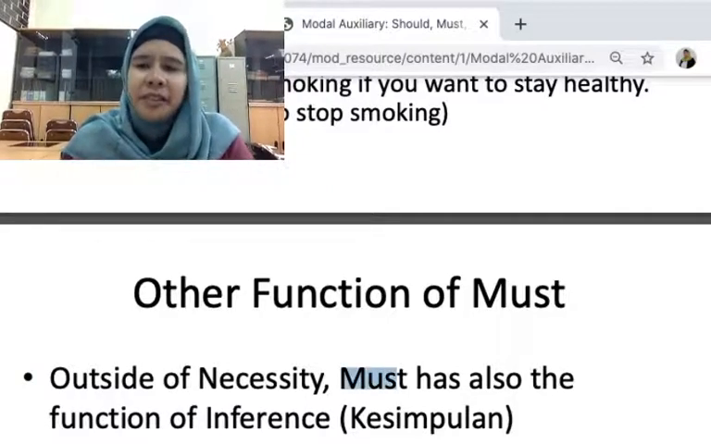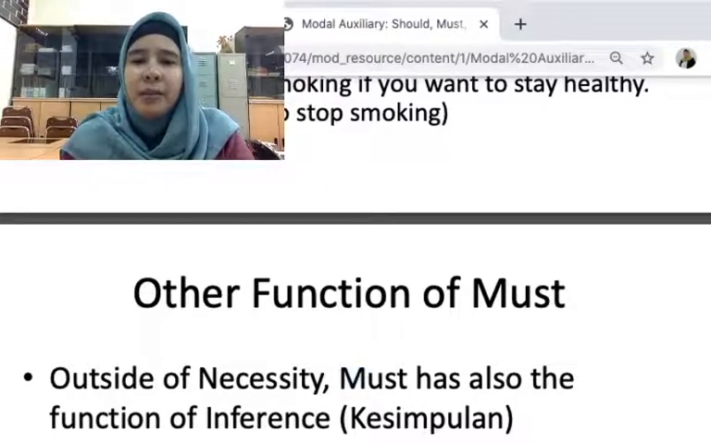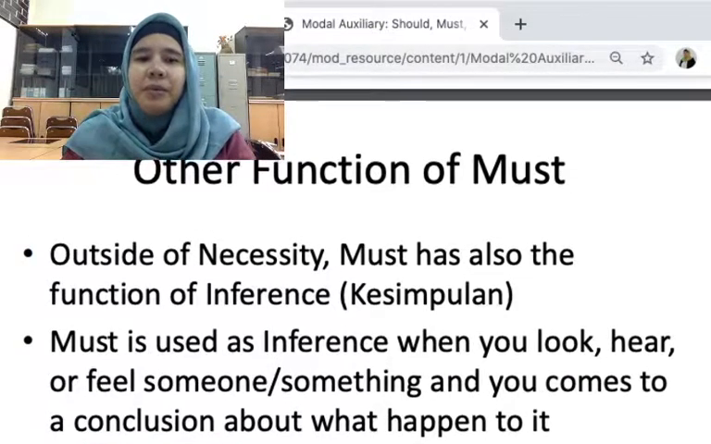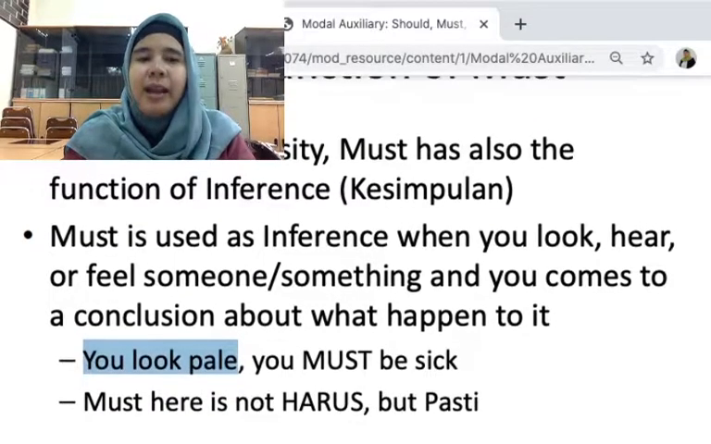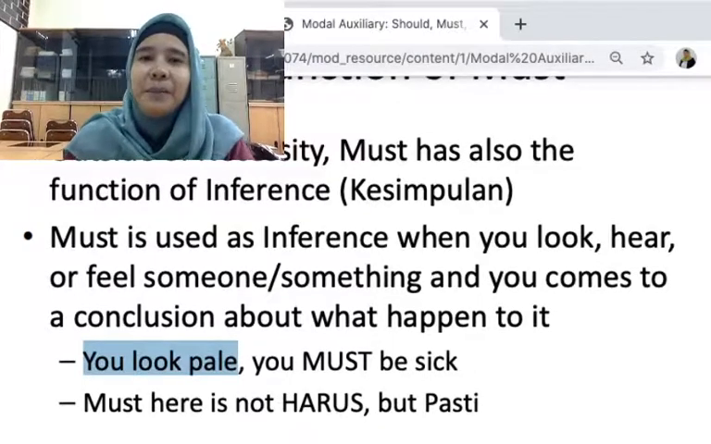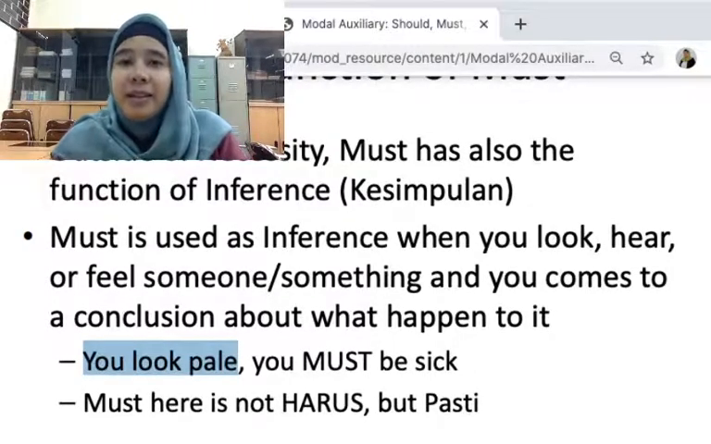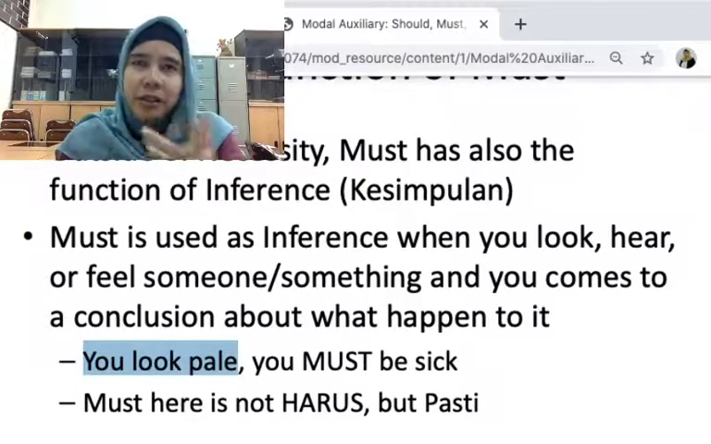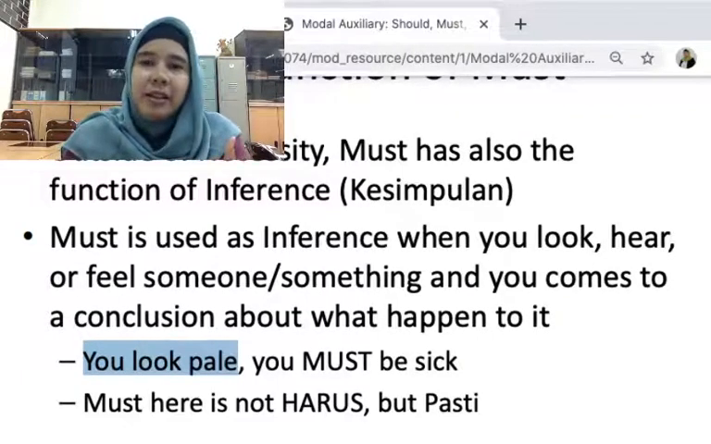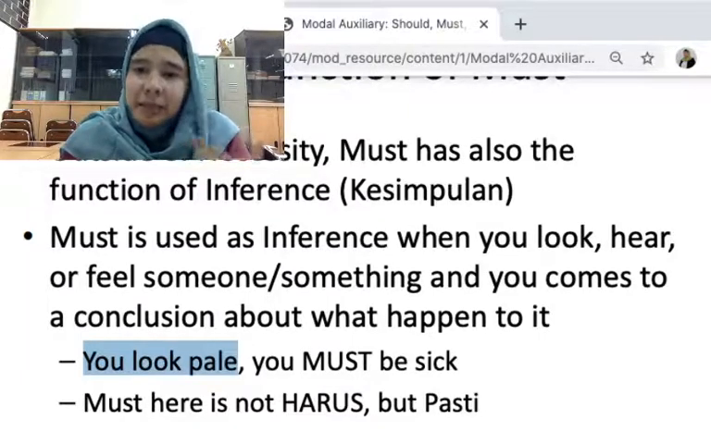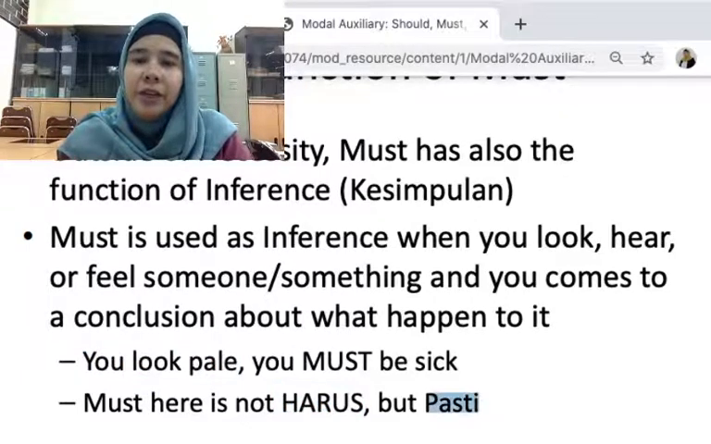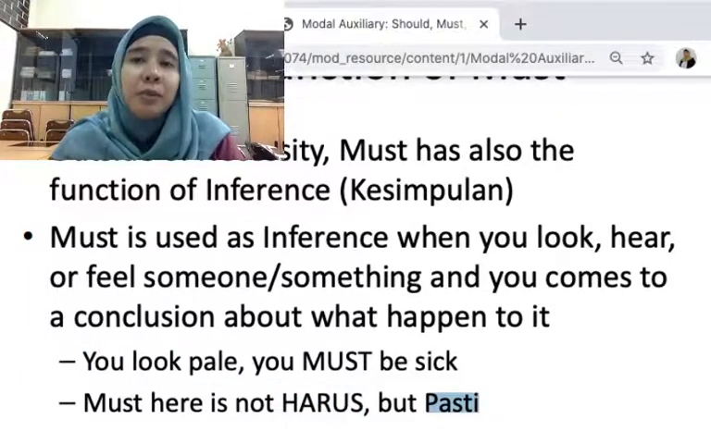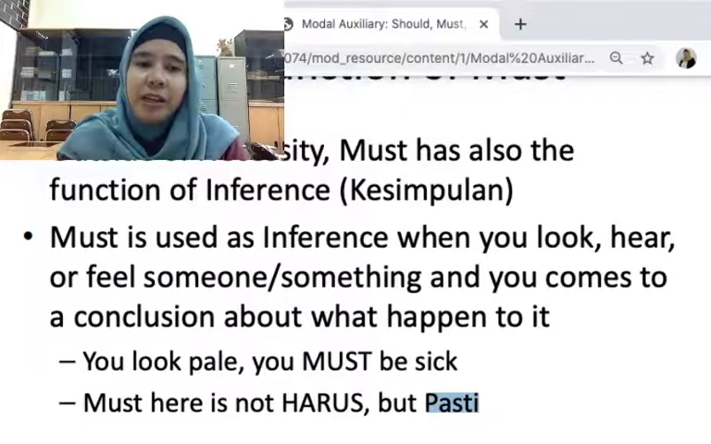Okay, this is for the example. You look pale. Sorry, it is not really seen here. Wait a minute. Nah, ini dia. Okay, you look pale. You must be sick. Maksudnya seperti itu. You look pale. It doesn't look good. You must be sick. Nah, must di sini is not harus, bukan artinya harus, but it means pasti. So kalau begini, kamu kelihatan pucat, kamu pasti lagi sakit. That is the word of must.